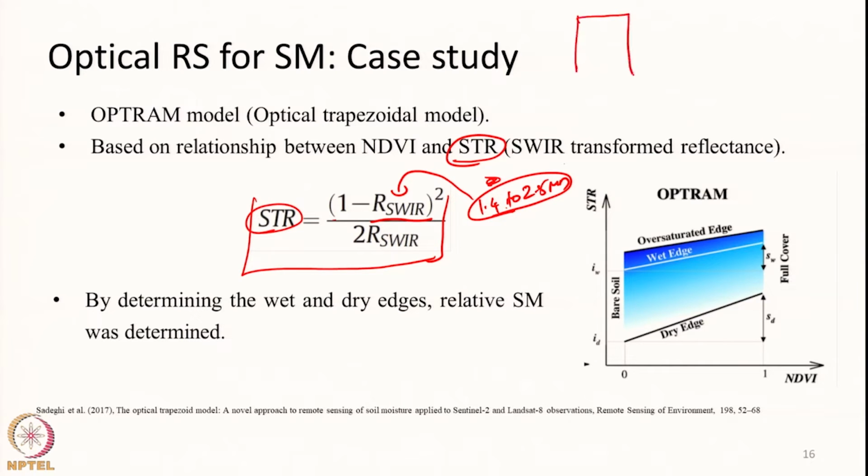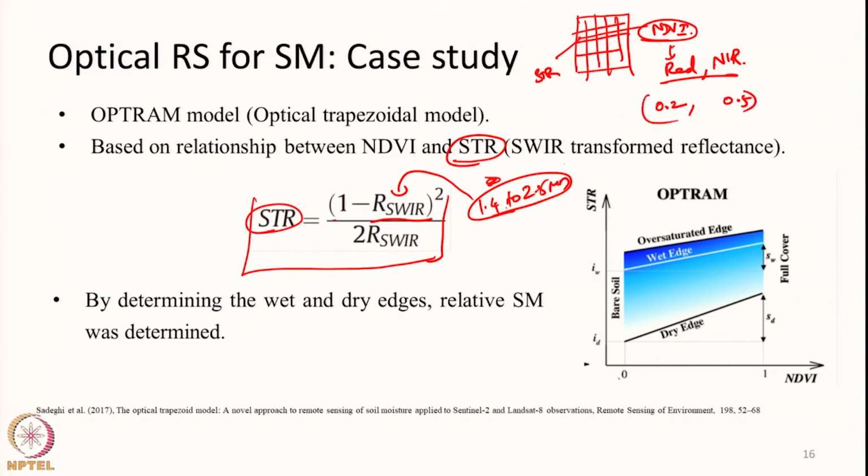Then for each pixel within an image, we will have this STR value, and correspondingly we will have the NDVI value for that pixel. NDVI can be easily obtained from the red and NIR bands. For a given study region, try to plot the values of NDVI and STR for all the pixels. Say for one pixel, the NDVI is 0.2 and the STR is 0.5. So the x coordinate is 0.2, the y coordinate is 0.5. If we plot it for all the pixels, it will appear as a scatter plot like this, and within this scatter plot we can define two edges.